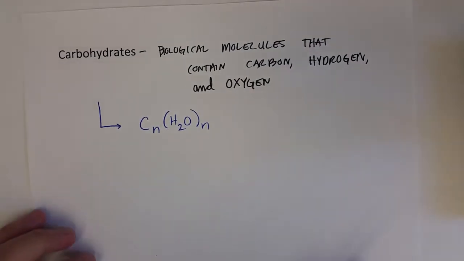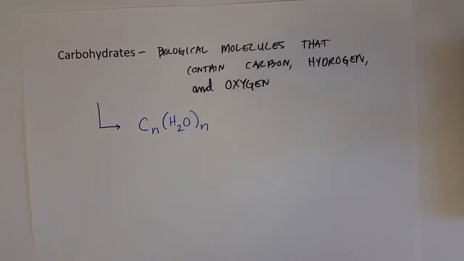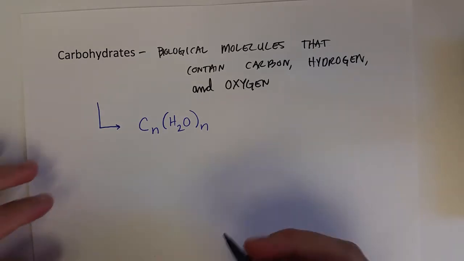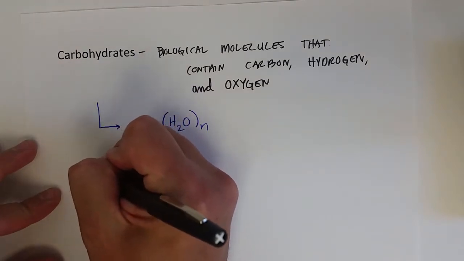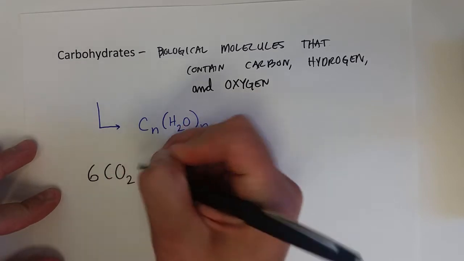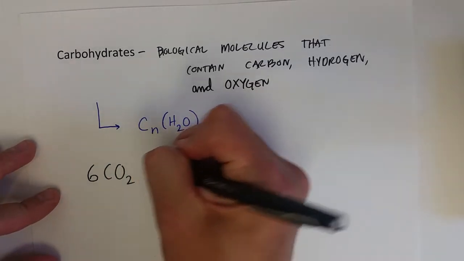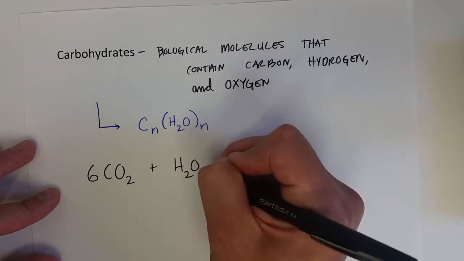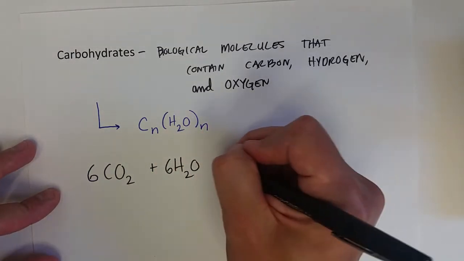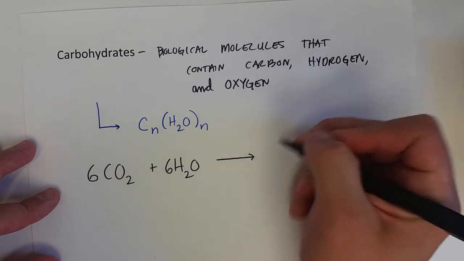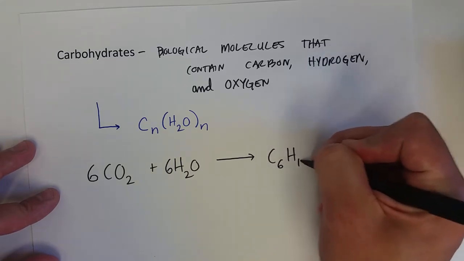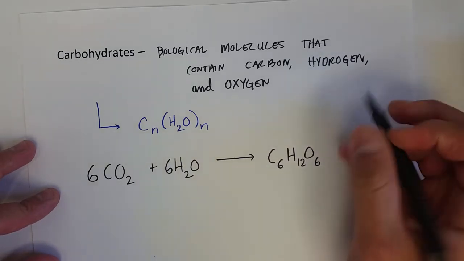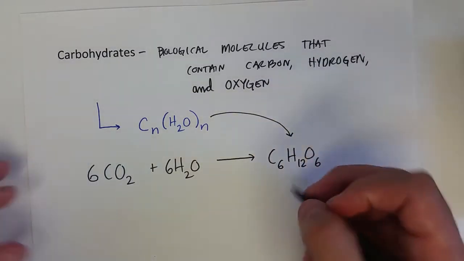Carbohydrates are one of the most abundant biological molecules on Earth, and one of the reasons why is that it's used as an energy source for a lot of animals, including us. We get a lot of carbohydrates from the photosynthesis of carbon dioxide and water that plants do to make carbohydrates like glucose, which is C6H12O6. So you can see that there are six carbons in glucose.